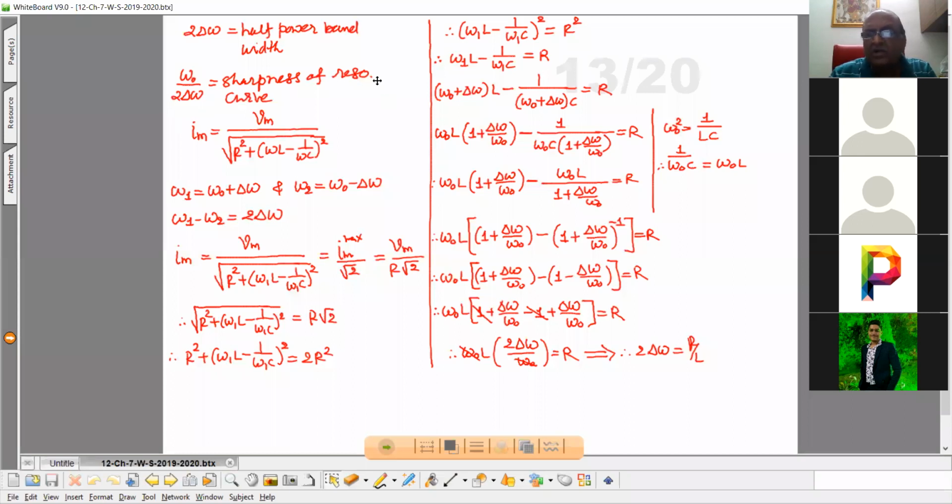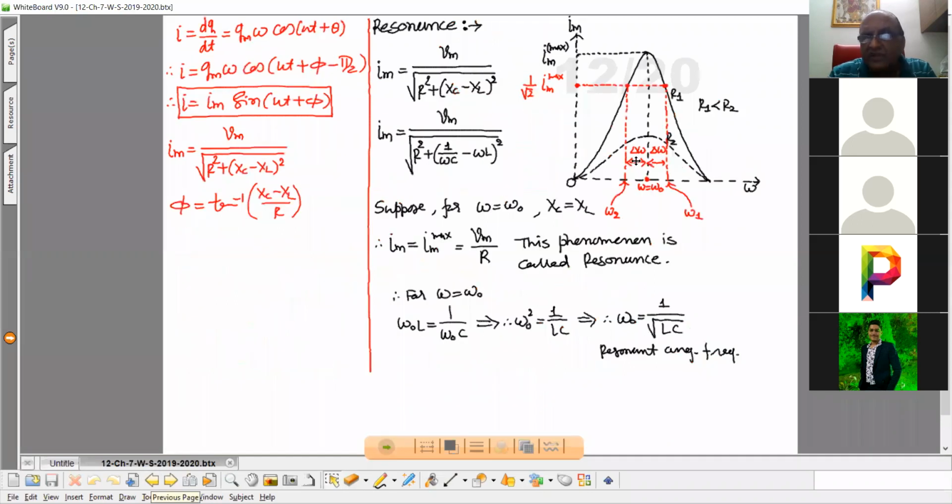Now the sharpness of the resonance curve is represented by the ratio omega 0 to 2 delta omega, and this is called Q factor. If the value of Q factor, meaning this ratio omega 0 upon 2 delta omega, is large, then omega 0 upon 2 delta omega will be large only if this 2 delta omega is small. And if this is small, it means this portion will be close to each other.